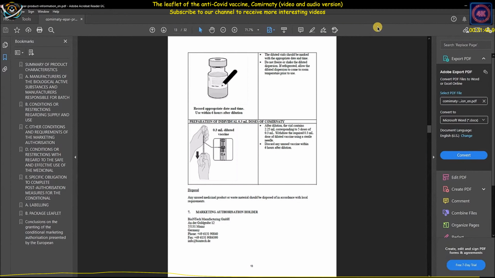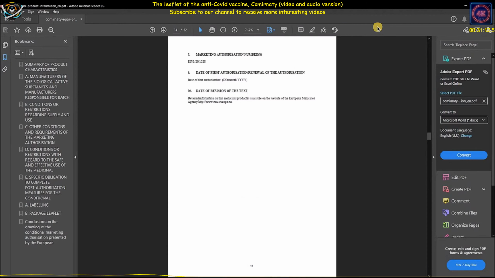7 Marketing Authorization Holder. BioNTech Manufacturing GmbH. An der Goldgrube 12, 55131 Mainz, Germany. Phone, +49 6131 90840. Fax, +49 6131 908 4390. info@biontech.de. 8 Marketing Authorization Number, EU/1/20/1528.